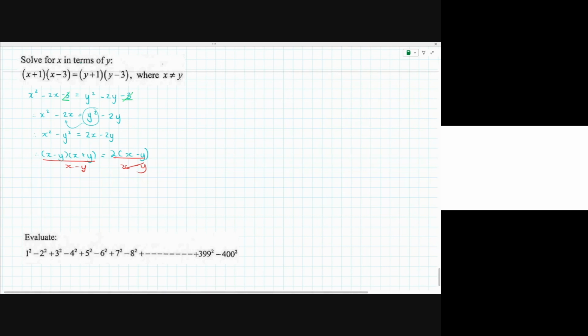Okay, so we cancel out the x minus y's. There we go. And so what I'm left with on the left is x plus y is equal to 2. Now this is a beautiful linear equation. I can solve for x. I'm going to subtract y on both sides, and so x is equal to 2 minus y.